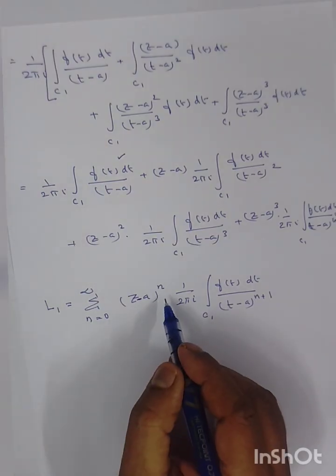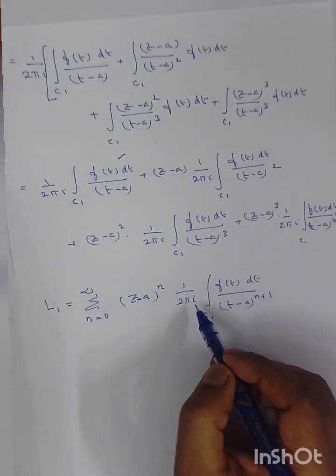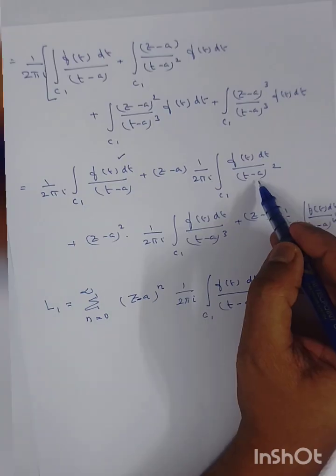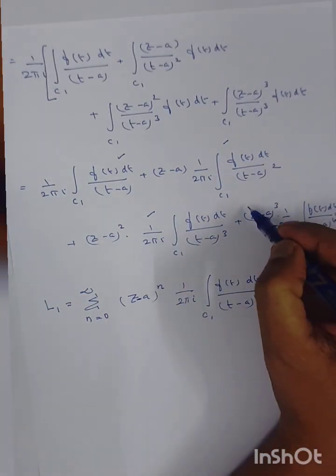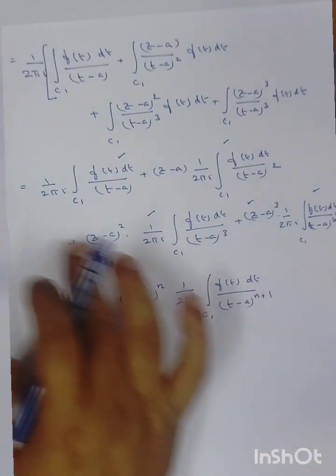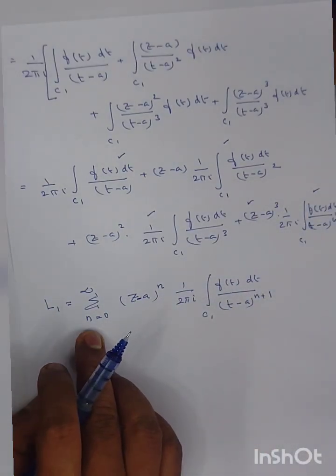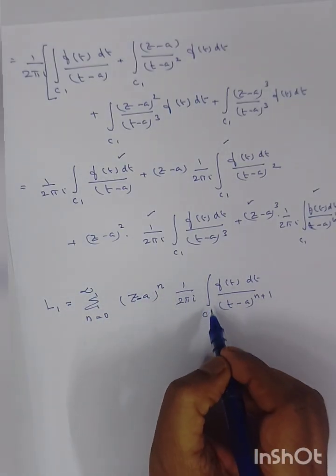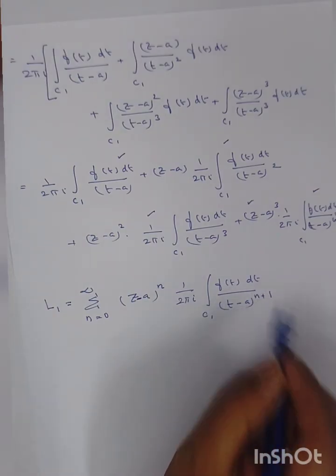When n is equal to 1, substitute here z minus a into 1. So z minus a, 1 by 2 pi i f of t dt by t minus a, 1 plus 1 is 2, so it comes t minus a the whole square. So second term. Similarly, you are substituting n is equal to 0, 1, 2, 3, 4, etc. We will get the corresponding terms. Therefore, this whole equation we will write as L1 is equal to summation of n is equal to 0 to infinity z minus a whole power n, 1 by 2 pi i closed integral of c1 f of t dt by t minus a whole power n plus 1.